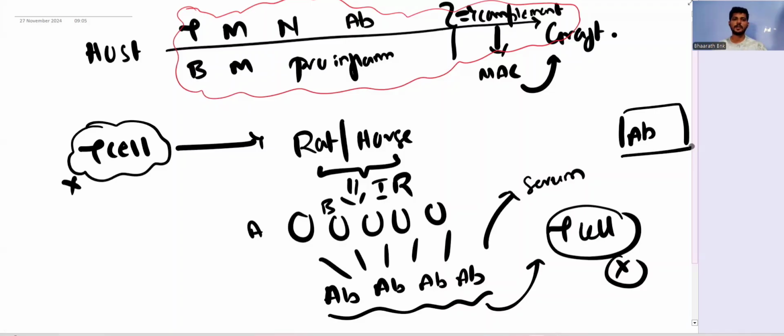So you take a T cell, you inoculate it into a rat or a horse. In response to that, they produce antibodies. You collect these antibodies, purify them, and you give them to the human being so that they act on this T cell and destroy it.